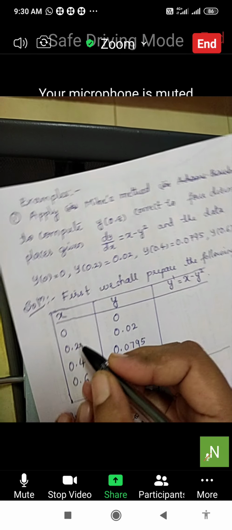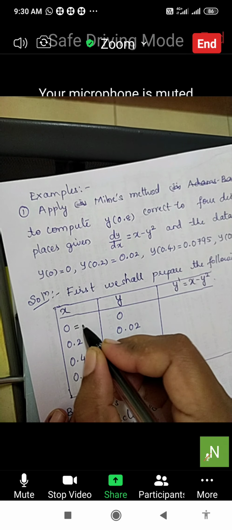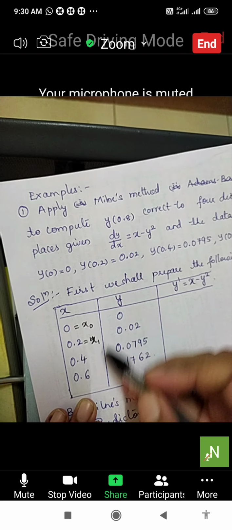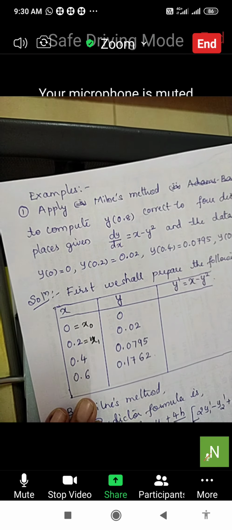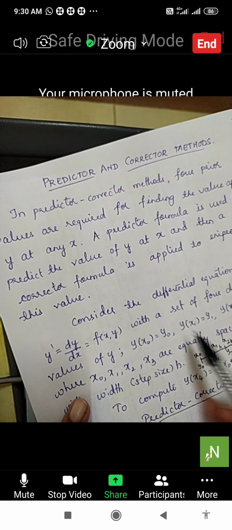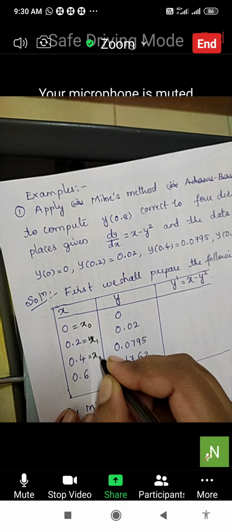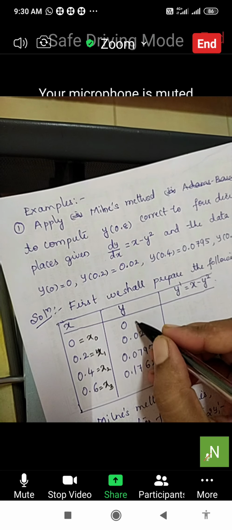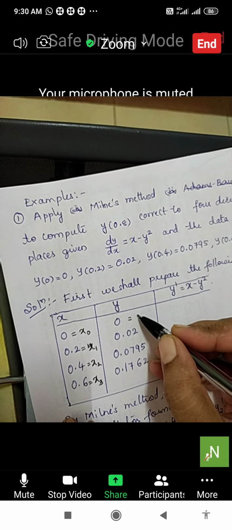With the same concept, to be clear, I'll write these values as x0, this as x1, this is x2, and this is x3, because for the calculation you should have these values. Am I right? Next, for the corresponding values of y, what do I take this 0 as?